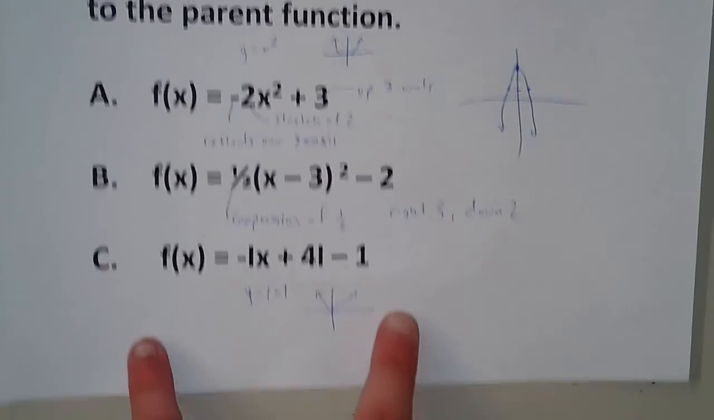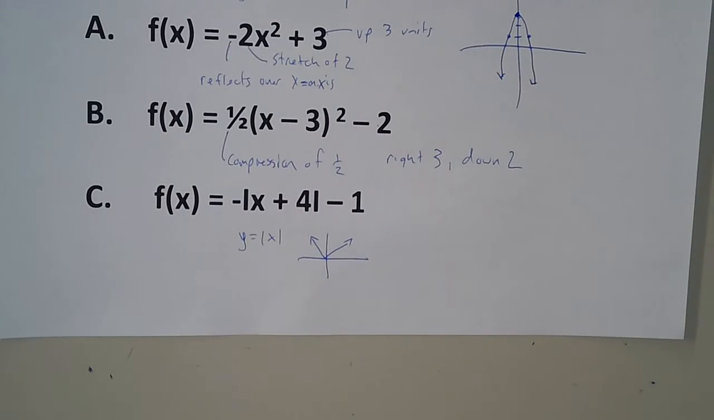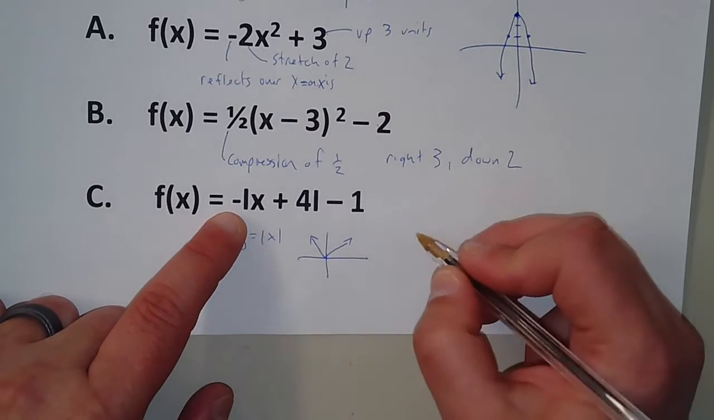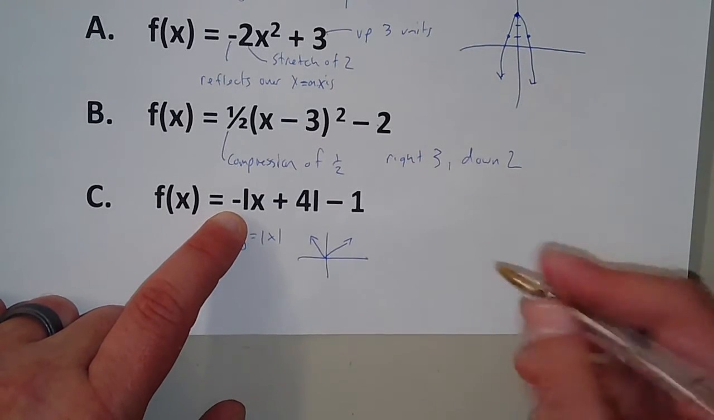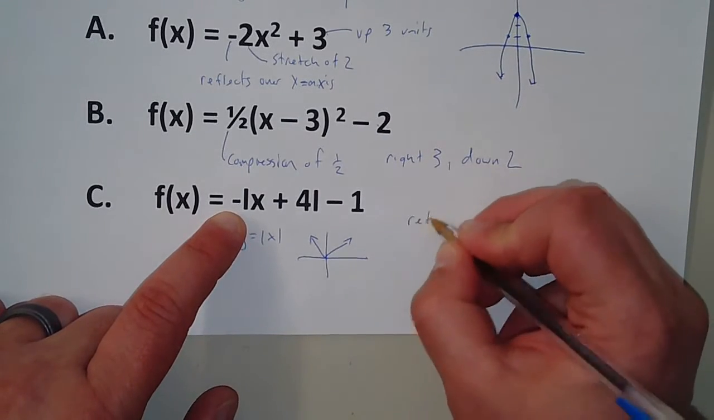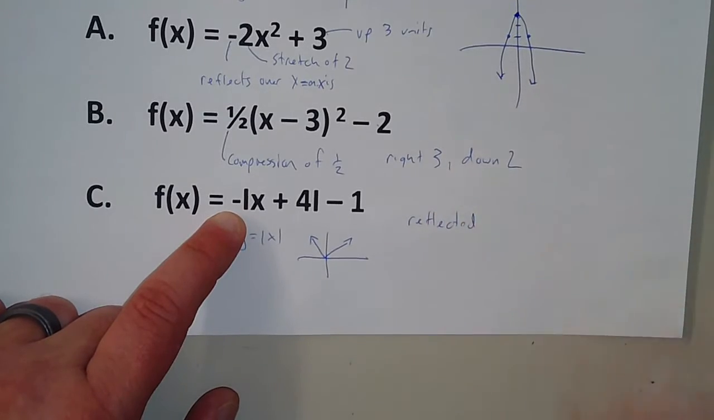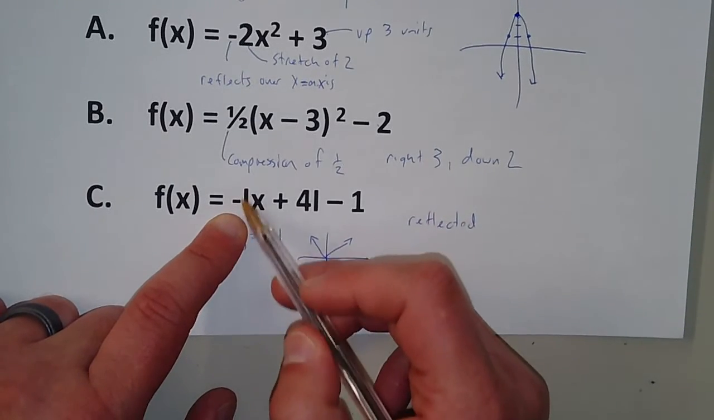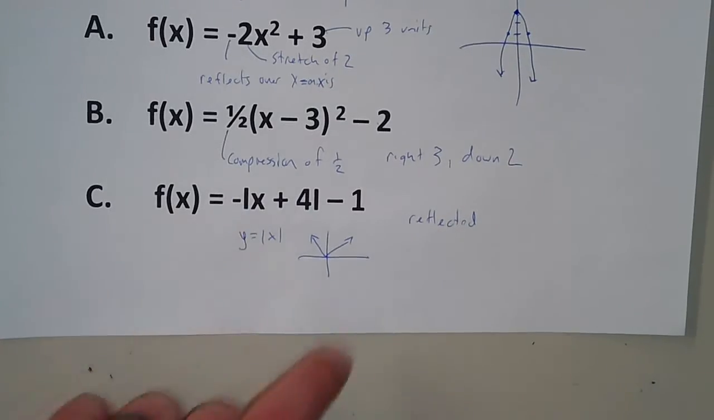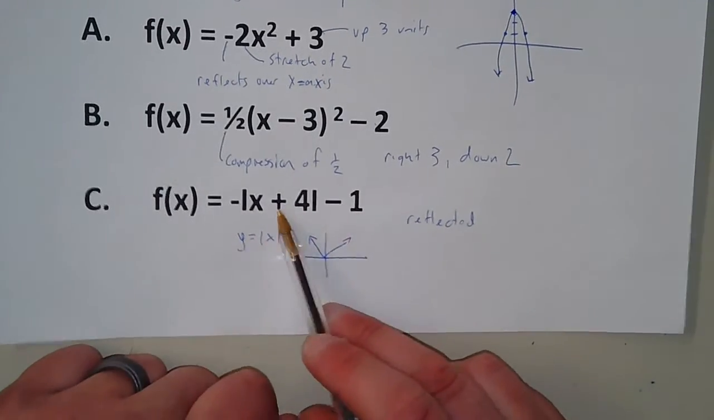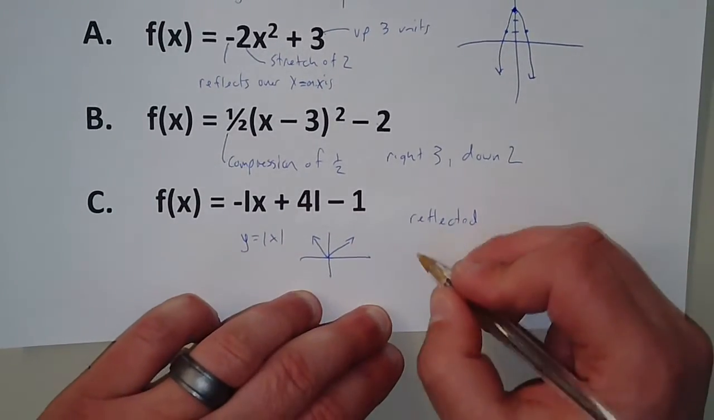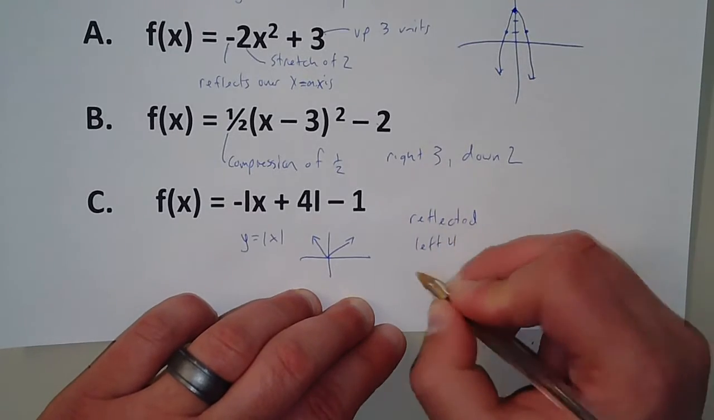All right, and then the last one here, this is our absolute value one. This one is negative, so it's going to be reflected, or flipped. Again, you can say whichever you'd like there. I'm going to say it's reflected. There's no stretch or compression because there's no number in front of this. So all we have are the shifts, which is left 4 and down 1. So it's reflected, left 4, down 1.